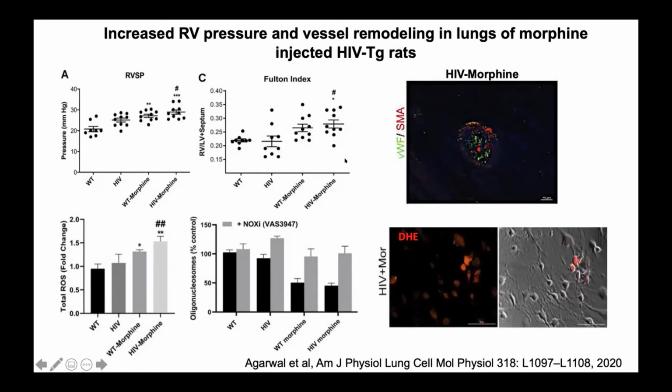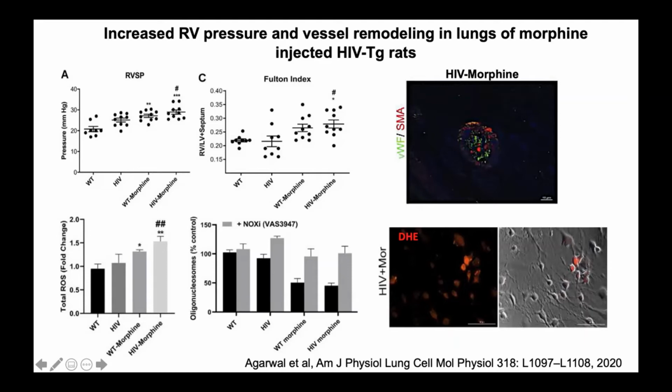Similarly, right ventricle hypertrophy is also significantly increased in HIV transgenic rats that were injected with morphine. Here, this is a panel showing vWF and smooth muscle actin staining on a small arteriole of HIV transgenic morphine rats. And you can appreciate that there was significant smooth muscle remodeling, and you can see a kind of vascular occlusion where endothelial cells and smooth muscle cells have intermixed, and there is a lot of endothelial proliferation, and it has become an occluded vessel, almost like a lesion.